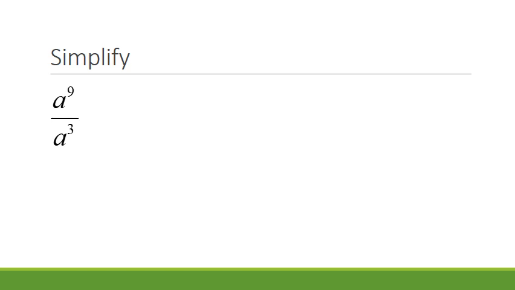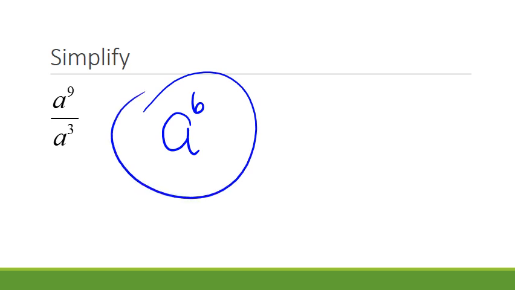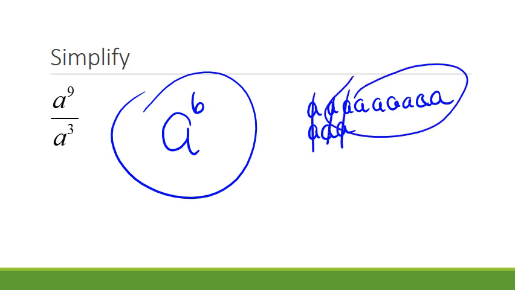This one's pretty straightforward, right? So I've got a common base of a, and if I take 9 minus 3, I get 6. No denominators remaining. Again, if you forget this rule on a test, you could just quickly jot this out: 9 a's on top, 3 on bottom, cross, cross, cross, and you're left with 6 a's. So if you get stuck, try that.